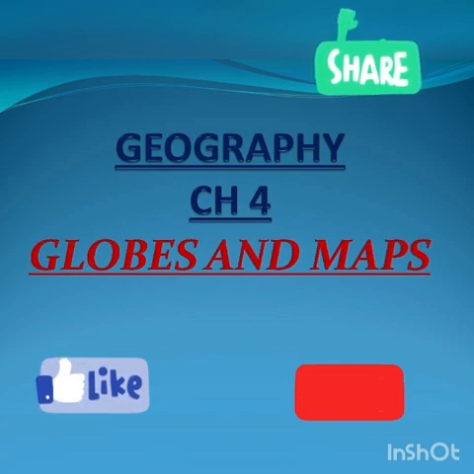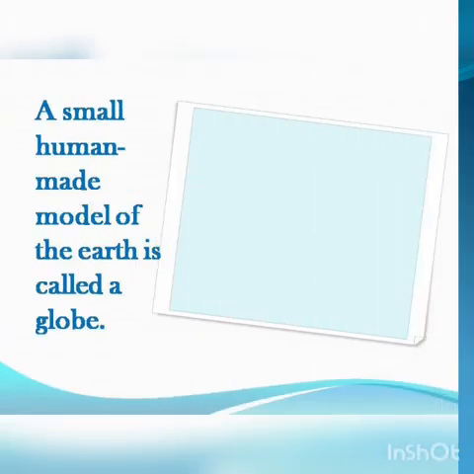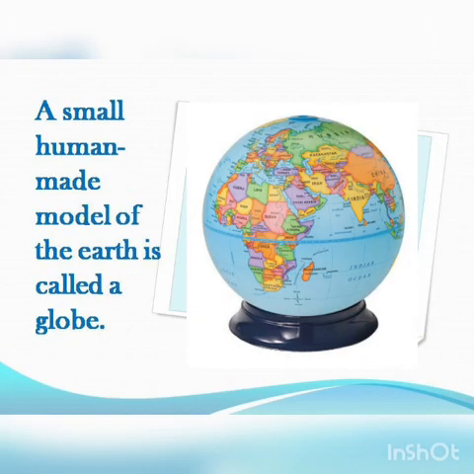As we all know that it is impossible to see the entire earth at the same time. Why? Because of its big size and spherical shape. So that is why a model of the earth is used to view the entire earth. And this small human-made model of the earth is called a globe. It is the most simple and accurate way of representing the Earth. The globe shows the correct size, shape, and location of the places in relation to each other.